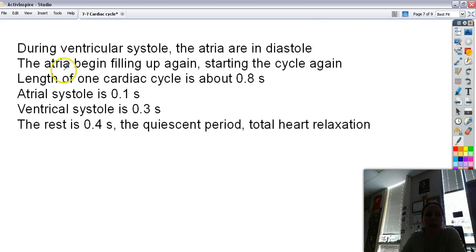Alright, so during ventricular systole, contraction, the atria are in diastole, relaxation. Once they're relaxing, they can fill up with blood again. And remember, the AV valves are open, and so it starts to fill up the ventricles again, and you start the cycle all over again.